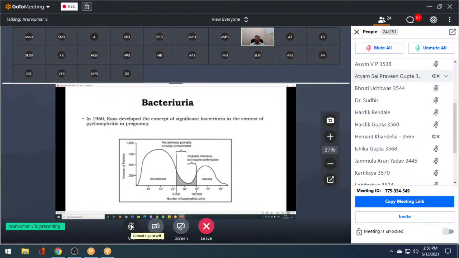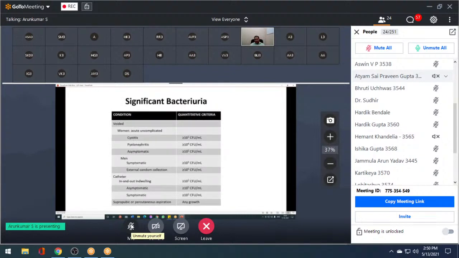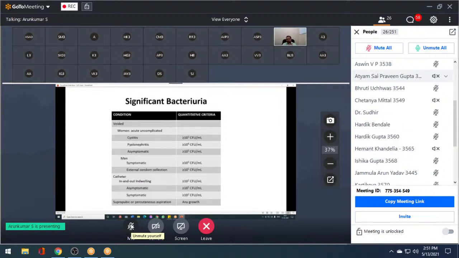So going on, as you can see, the diagnostic criterion is only bacteriuria. This bacteriuria concept was given by Kass in 1960, and the cutoff varies. In general, the presence of more than 10 power 5 colony forming units is diagnostic of UTI. In case of a symptomatic UTI in males, it is 10 power 3 colony forming units. If you are going to use a catheter to collect the sample, there is a differentiation. Those who have a pre-existing catheter still need more than 10 power 5 colony forming units. However, if you are just placing a catheter to collect the sample for analysis, then even 10 power 2 colony forming units would be sufficient. This is the differentiation with regard to the number of colony forming units required for diagnosis of a UTI. If you collect the urine from the suprapubic region directly from the bladder, then any growth is suggestive of significant bacteriuria.